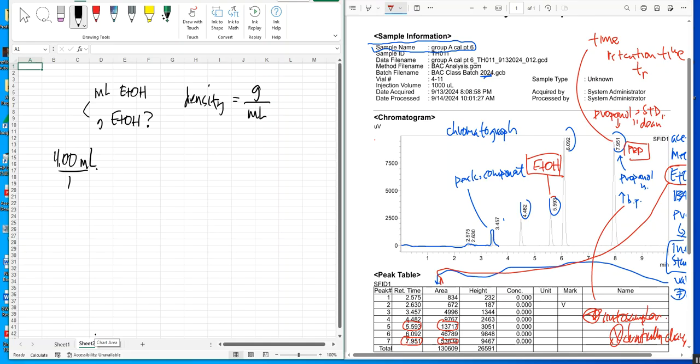In the next step, I'm going to bring in a conversion unit. 4 milliliters on top. Well, let's focus on units before we start plugging numbers in. Milliliter on top, so milliliter is going to go on the bottom.